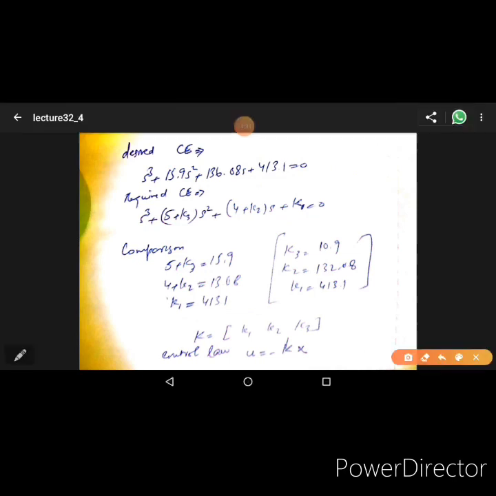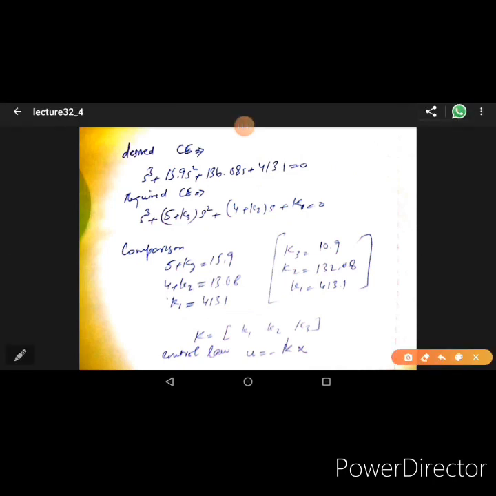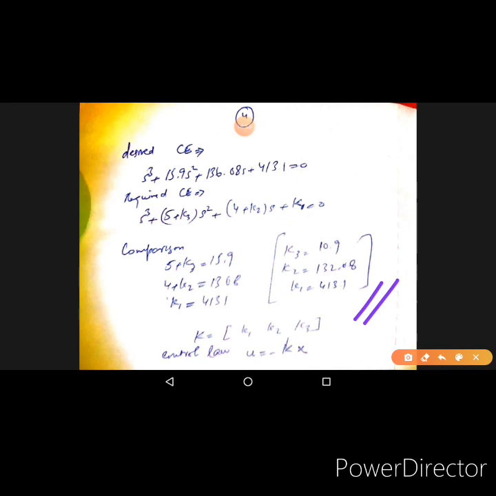So when we have these three equations, we solve them and we obtain these values: K3 is equal to 10.9, K2 is equal to 132.08 and K1 is equal to 413.1. And this solves our problem. The control law that we have used is u equal to minus Kx. So designing state variable feedback control is all about finding these constants K1, K2, K3, and we have designed the state variable feedback control system.